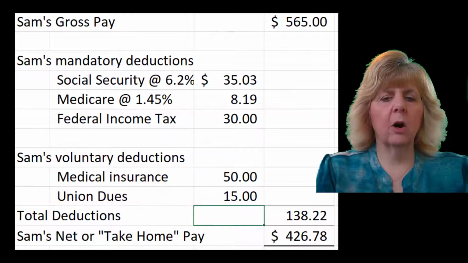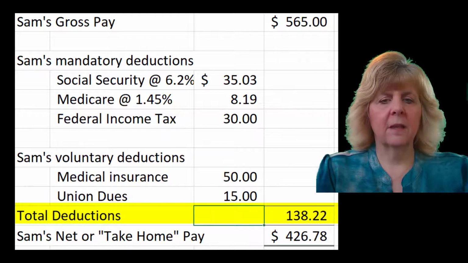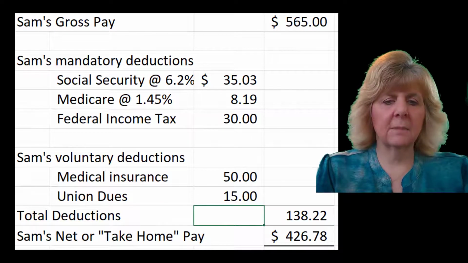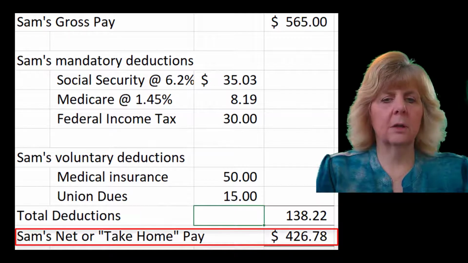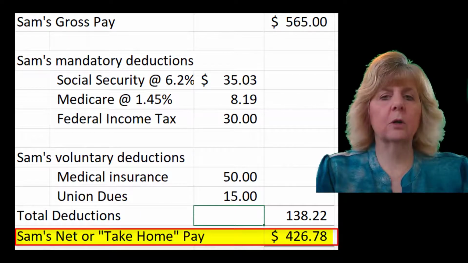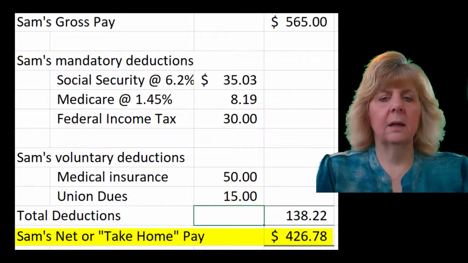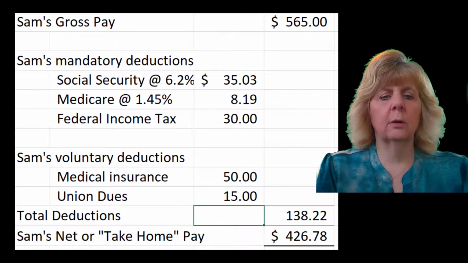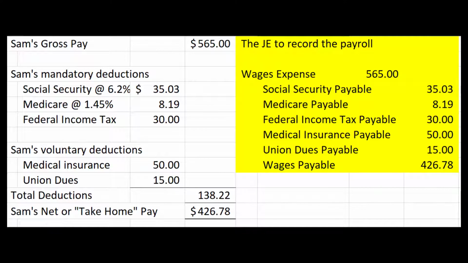When we added up all those deductions, they totaled up to $138.22. That means that Sam's net pay, sometimes called take-home pay, was $426.78. Let's take a look at how this would be recorded in the General Journal. There are 2 journal entries to record the payroll. One records the actual expense, and the second one records the payment.